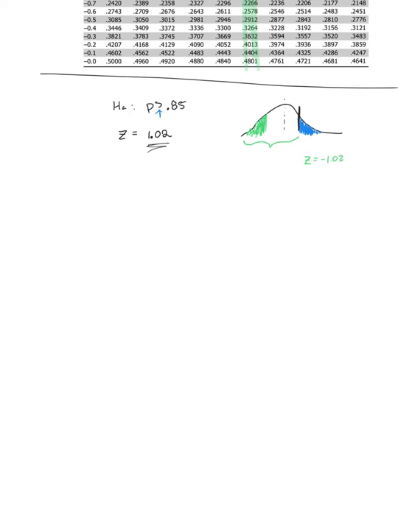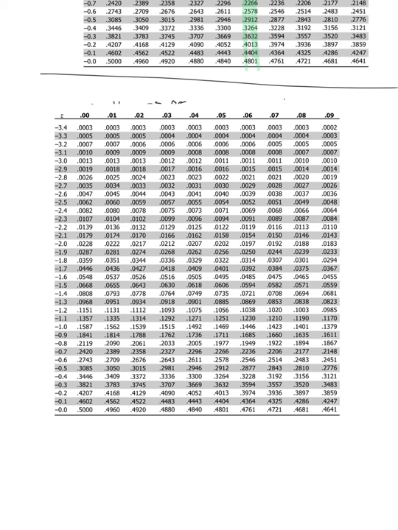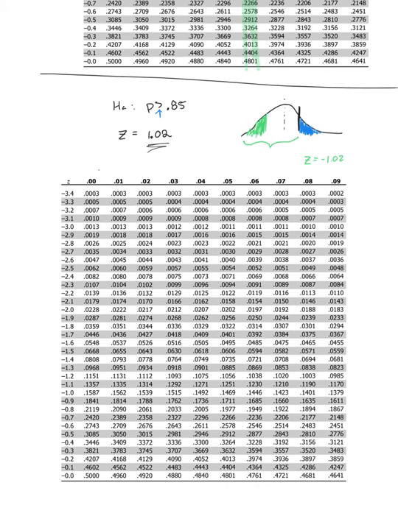Let's insert our table here and look at this again. Now looking at negative 1.02, I'm going to trace it over, negative 1.0. I'll trace 0.02 down. And where they overlap, that right there will be my p-value. So our p-value in this case is 0.1539.